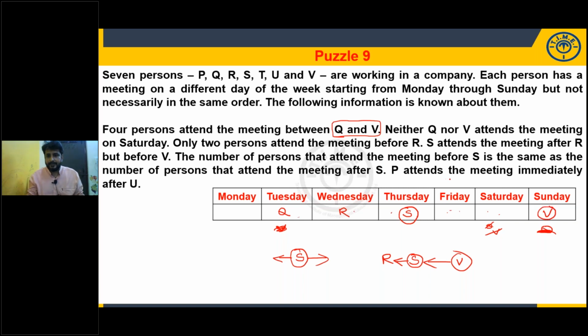Next, P attends immediately after U. After U, immediately it has to be P. So these two must be on 2 consecutive days, U and P. Where you have 2 consecutive days vacant, Friday, Saturday. So U will be here, P will be here. So the only remaining person is T. So T attended the interview on Monday.